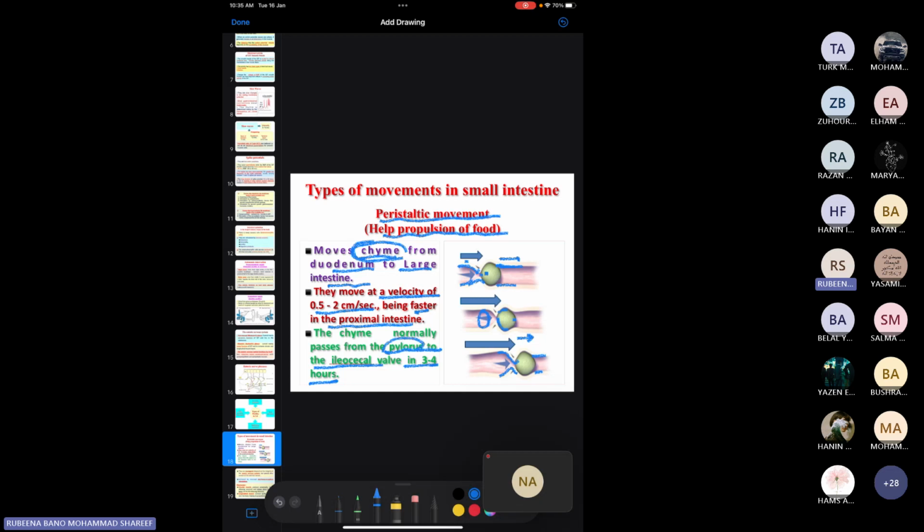Do you know what is pylorus? This is the stomach. This is the body of fundus, body of stomach, and this is the pyloric end of the stomach. From this pyloric end, the first part of duodenum starts, then jejunum, and then ileum. So from the pyloric part of the stomach to the ileocecal valve, the last part of the intestine, this chyme will reach in 3 to 4 hours, means the end part of the small intestine, the ileum.